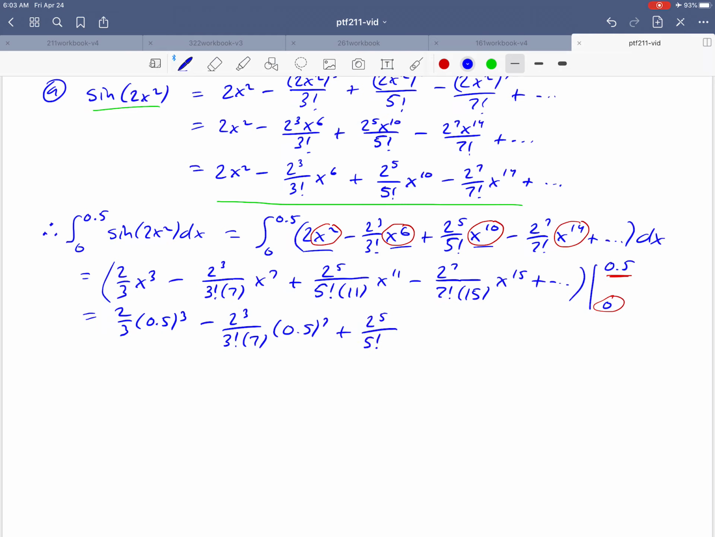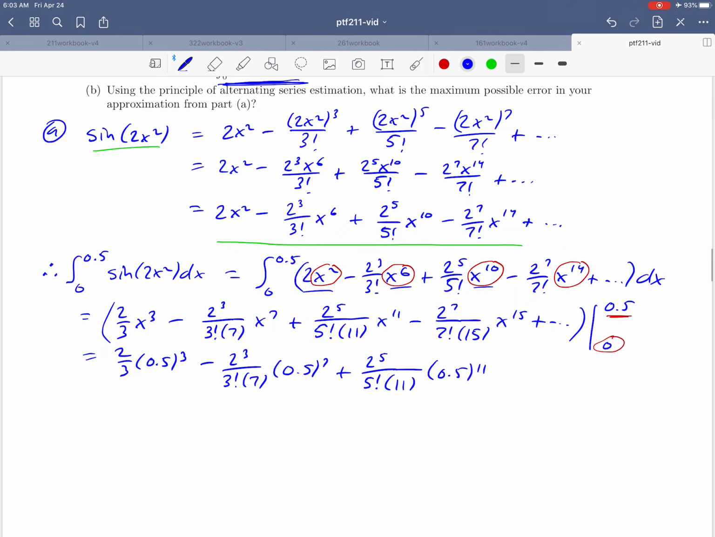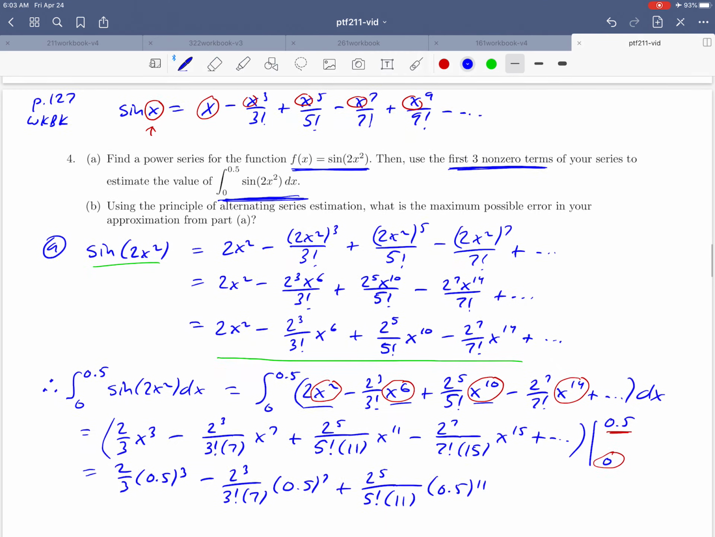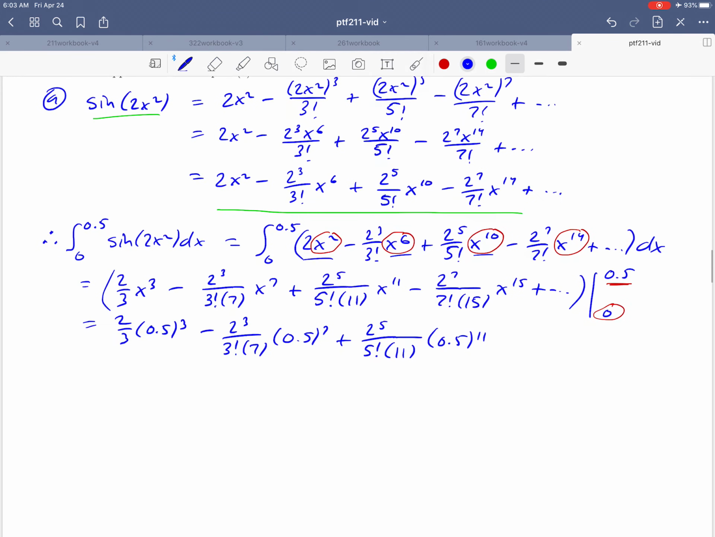Actually, I'm remembering a part of this problem. I don't think I mentioned this out loud. How many terms did they want us to use in this series? Let's take a peek. They said we want to use just the first 3 non-zero terms in our series, and I think we've written down the first 3 non-zero terms, so this is going to be approximately equal to just the first 3 terms of the series. If you count them, 1, 2, 3, we've got 3 of them, and so we can stop according to the directions of the problem.